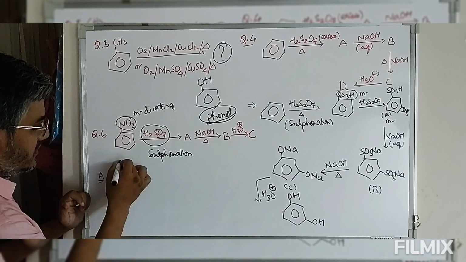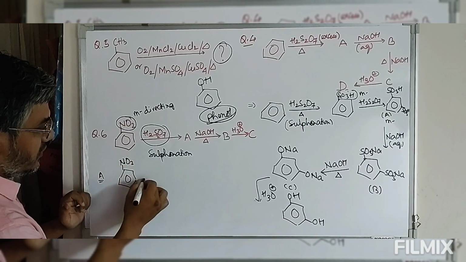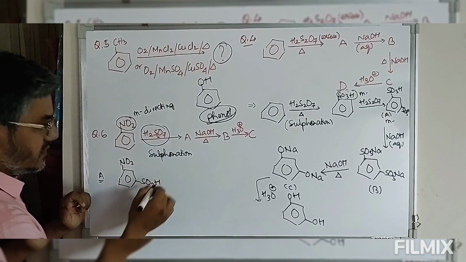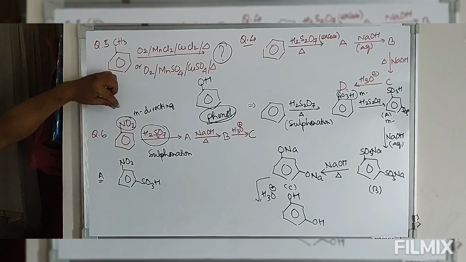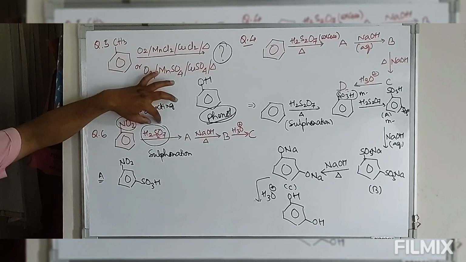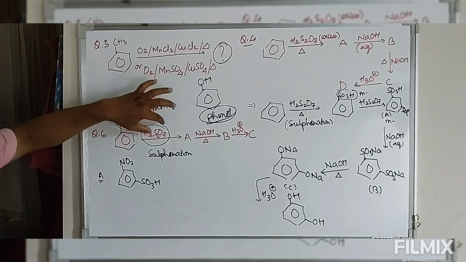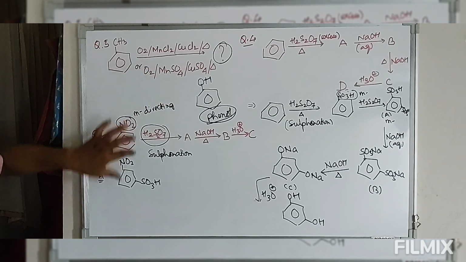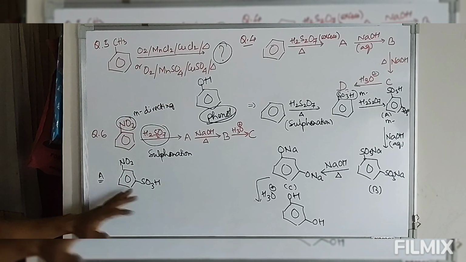So we have this NO2, SO3H. So nitrobenzene, nitro group being meta-directing group, that is electron withdrawing, we require a much stronger sulfonating agent, that is oleum. So oleum reacts with nitrobenzene and sulfonation takes place at meta position.